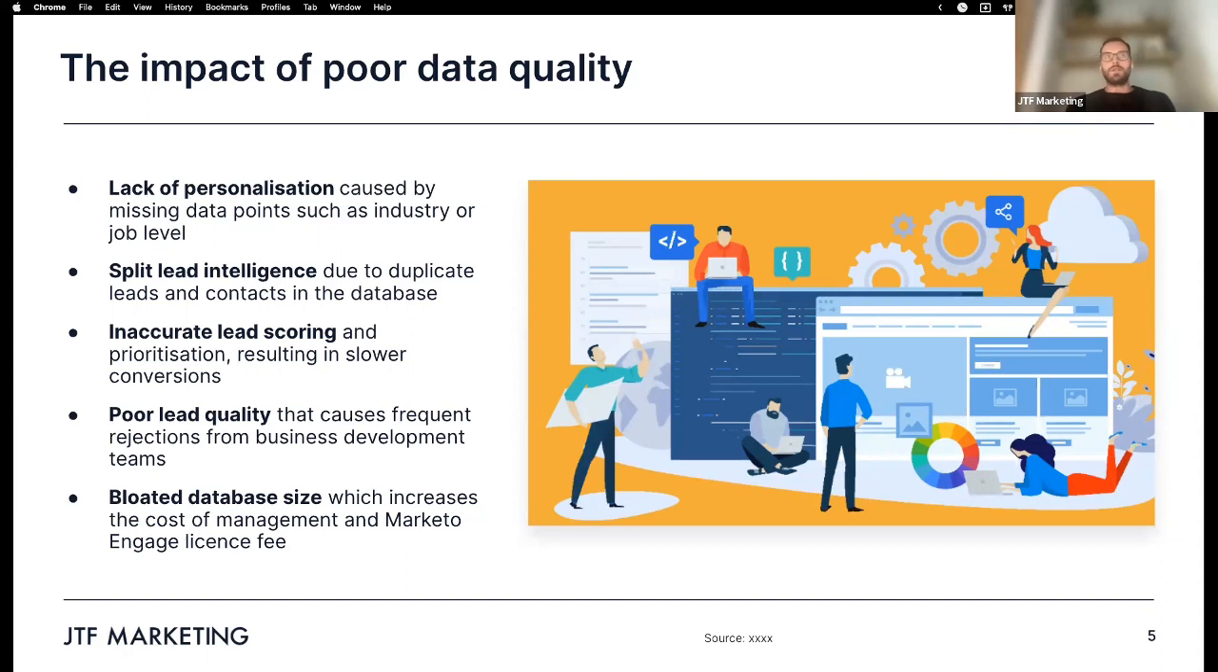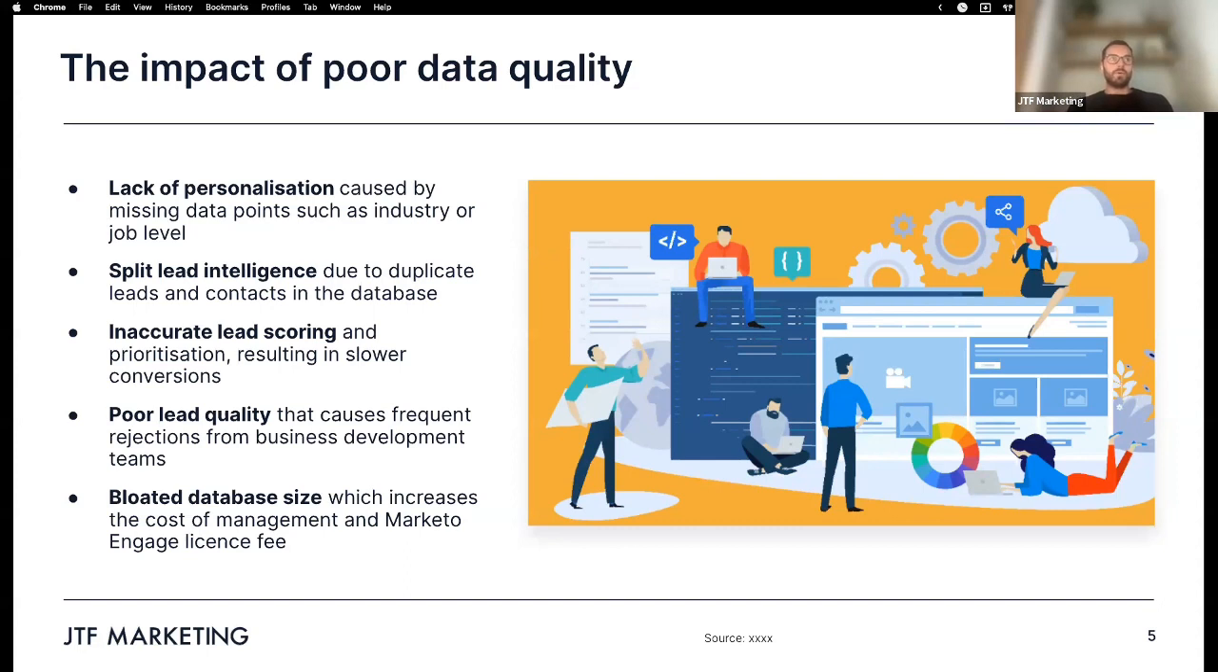Split lead intelligence. So this links to that reporting conversation. If there's two versions of me in your instance, how do you know which one is the right one? If one of them is a high performing version of me and one of them is a low performing, I know which one I'd want to take, but which one's accurate is always an interesting question.